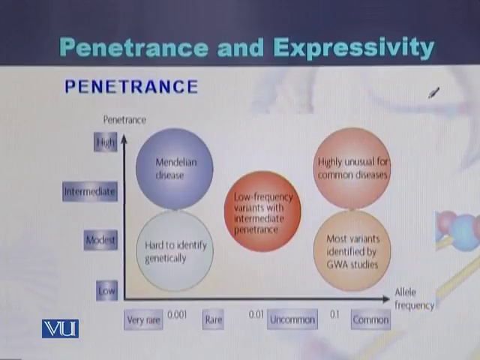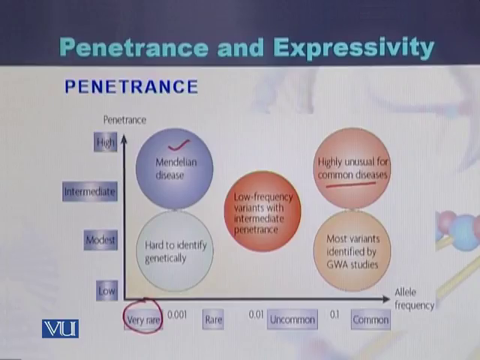If we compare penetrance and allele frequency, in Mendelian diseases the allele frequency will be very rare, while in non-Mendelian disorders the allele frequency will be common. So it is high in common diseases. Common diseases are also called non-Mendelian disorders. So there is a relationship between penetrance and allele frequency.